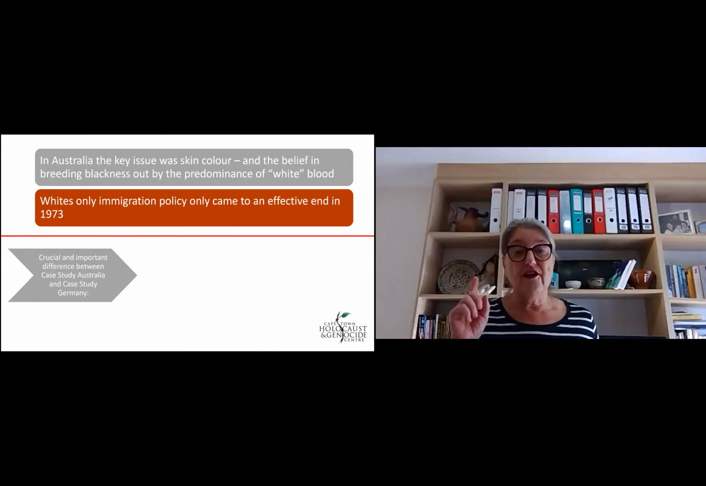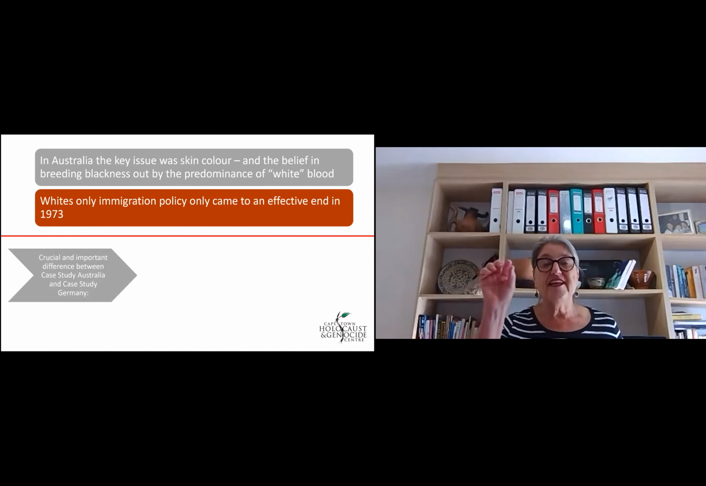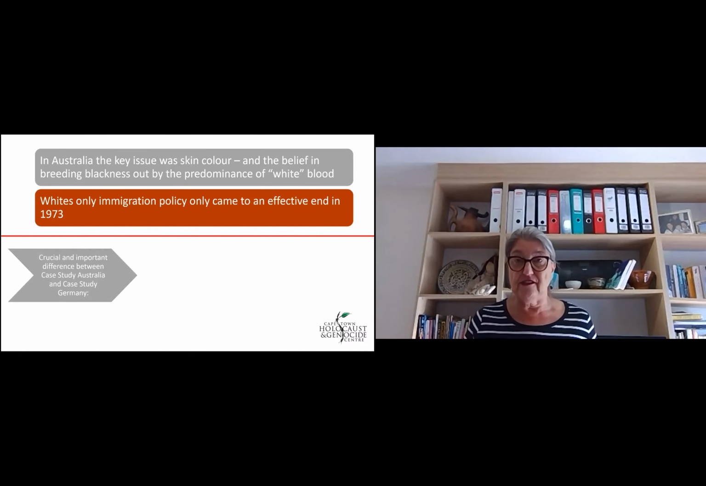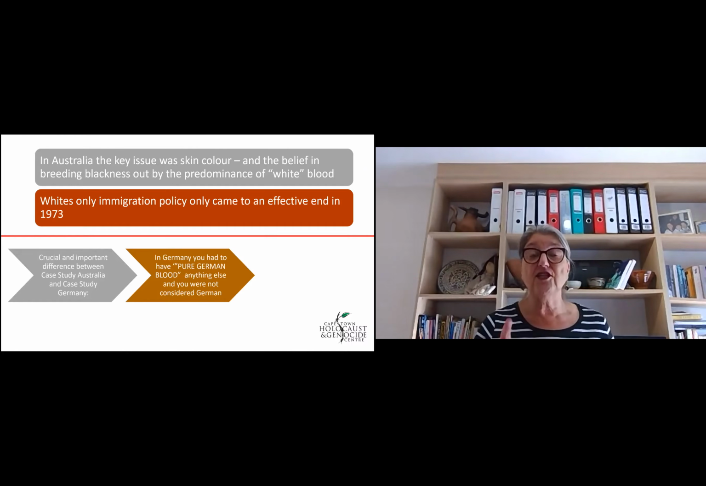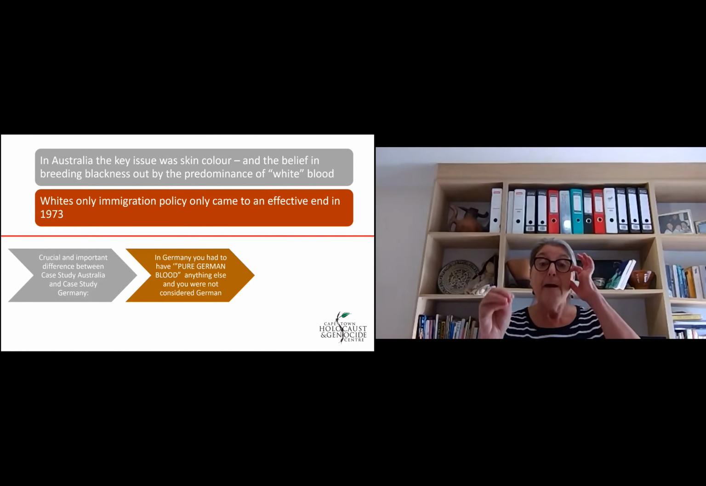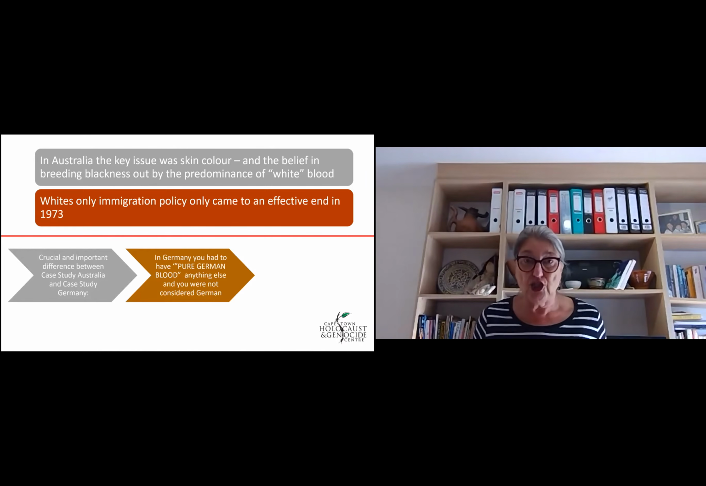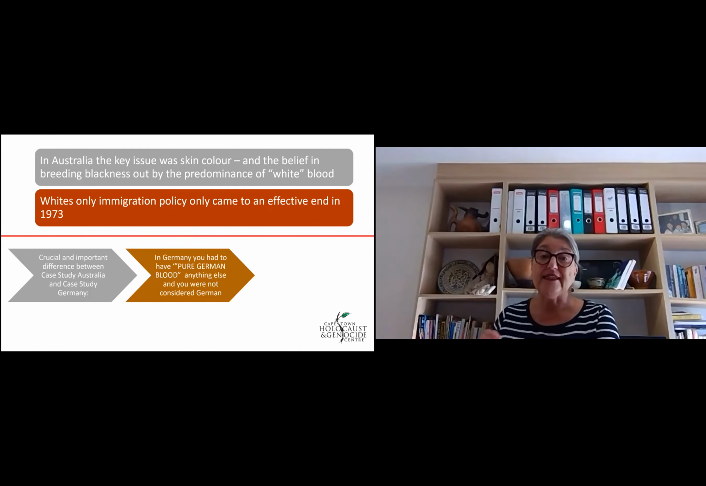Now, very important, grade 11s. There is a very crucial difference between how Australia used eugenics and how Germany used eugenics. And the case study in Nazi Germany is really important for South African learners to learn, because we have a direct connection to this, which I'll explain to you in the next unit. But in Germany, you had to have pure German blood. Anything else, you were not considered German.